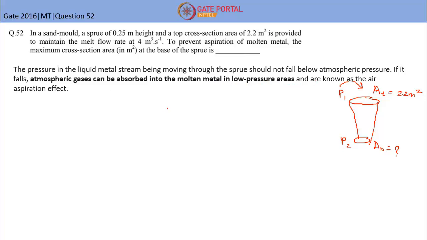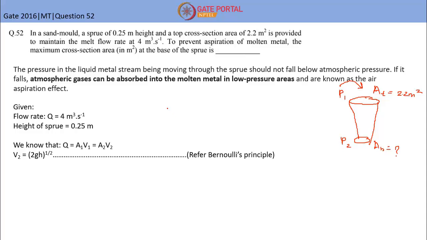So if this phenomenon occurs in casting, then our casting will be porous. Most of the regions will have some porosity because of these gases. Hence we want to avoid this. So if we have to avoid this, we have to design a sprue in such a manner that no aspiration takes place. So given is that the flow rate is 4 meter cube per second and height of the sprue is 0.25 meter. So we know that because of the continuity equation, the flow should be equal from top and bottom, so that no gas can enter.